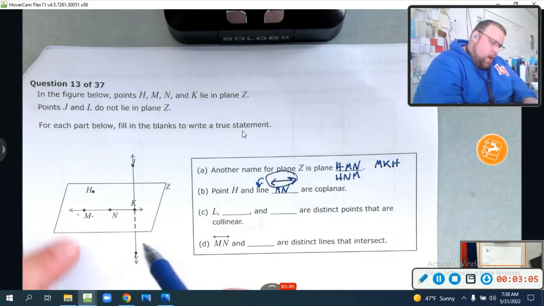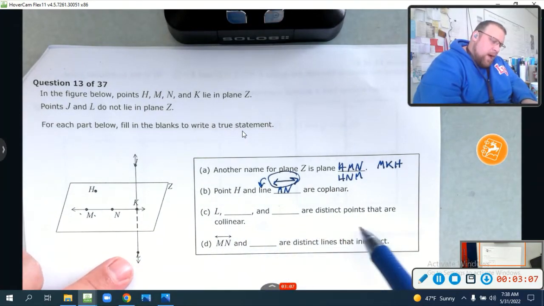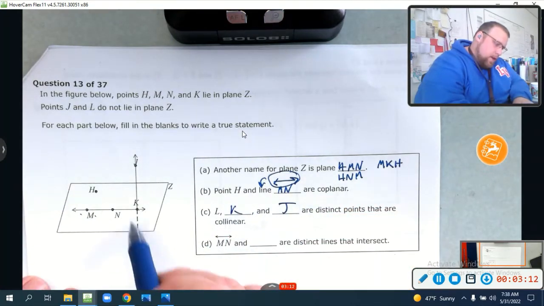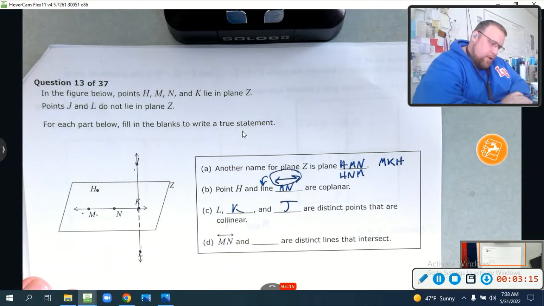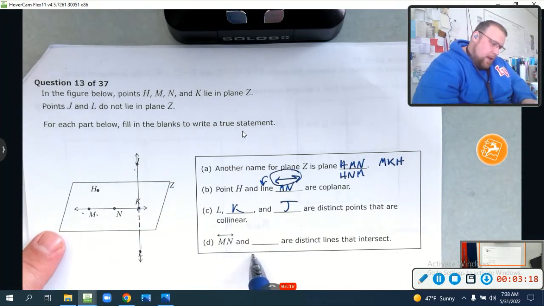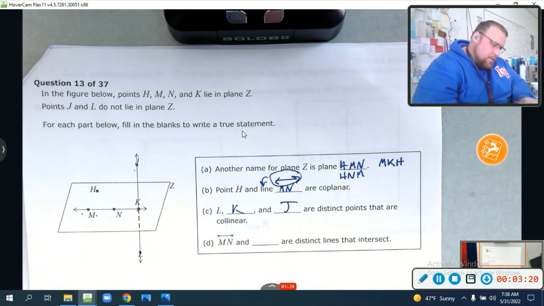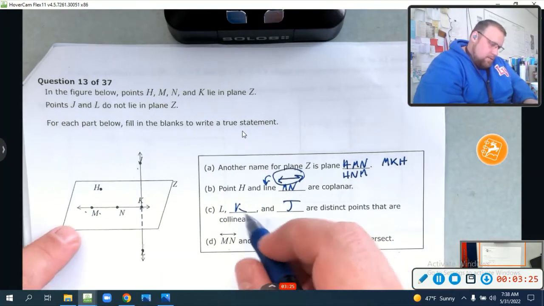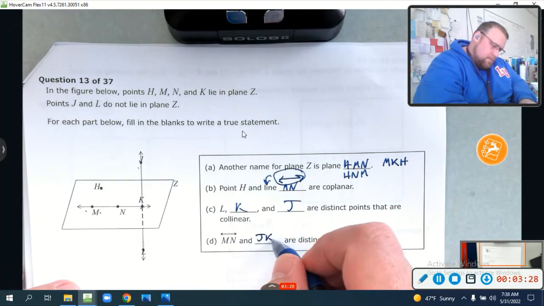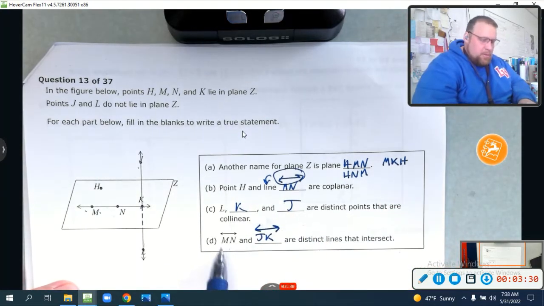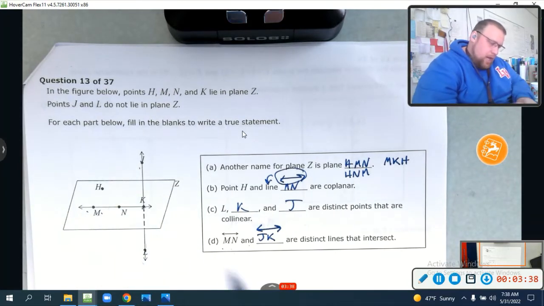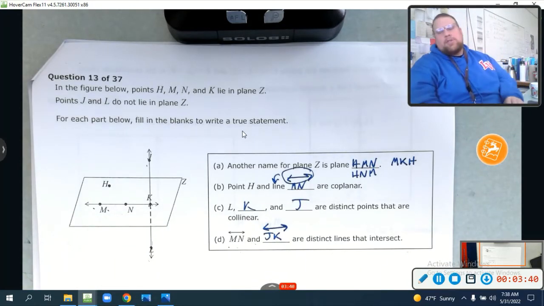L, blank, and blank are distinct points that are collinear. Well, I'd say L, K, and J. Right? L, K, and J, they're collinear. They're in a line. Line MN and blank are distinct lines that intersect. Line MN and let's call it line JK. And we do have to put that symbol above it, right? Because it doesn't say the word line. But we see that JK intersects. I could have called it JL, could have called it KL, right? Lots of choices there.